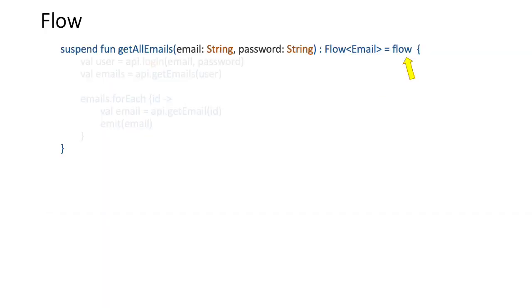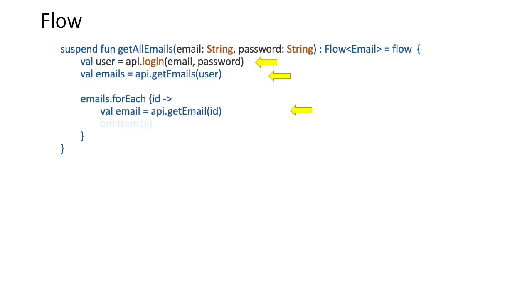Here, the producer creates the flow using the flow function, passing it the producer block as a trailing lambda. In the producer block, calls to the suspend API are made in sequence to get each email, which finally emits the fetched email.